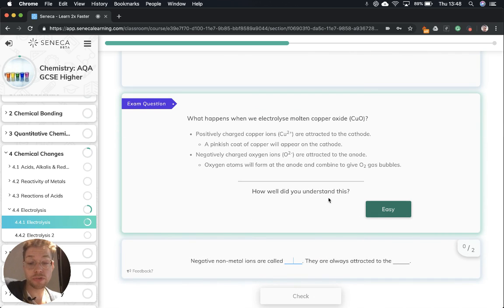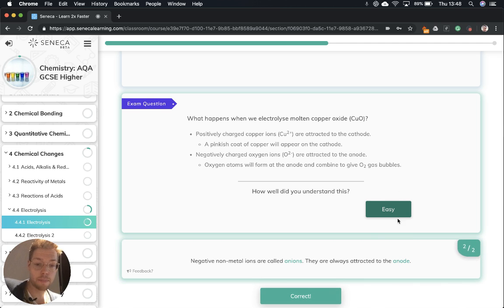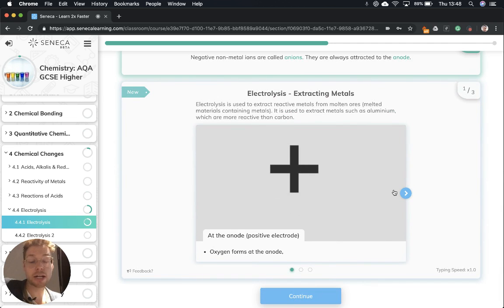So do you remember the different names for the ions? So a negative non-metal ion, what is that? It's an anion, and they're always attracted to the anode. Awesome. Electrolysis, what's the point of electrolysis? Why do we do it?